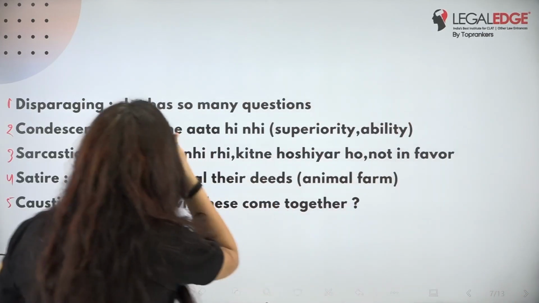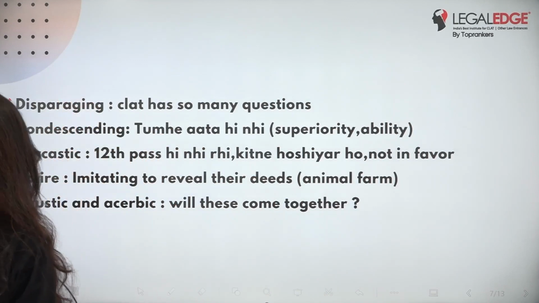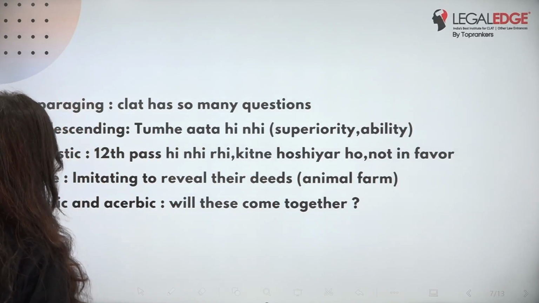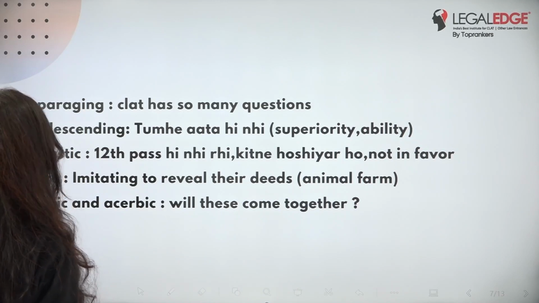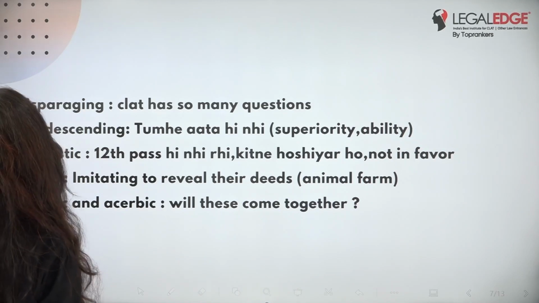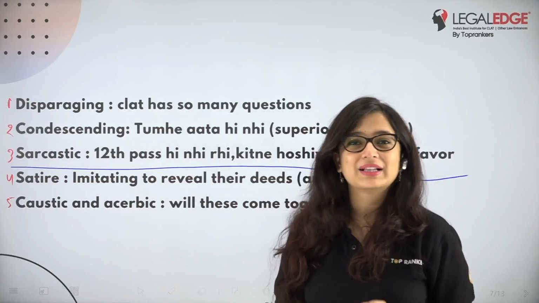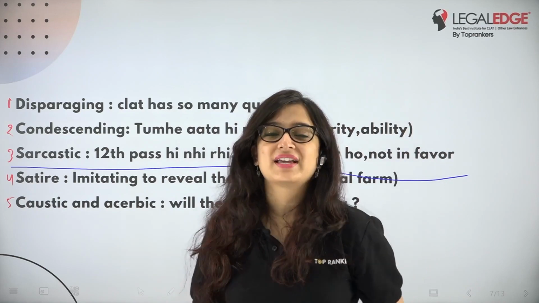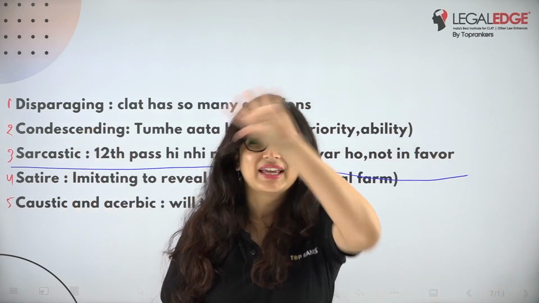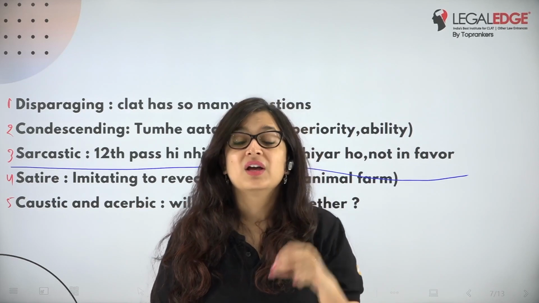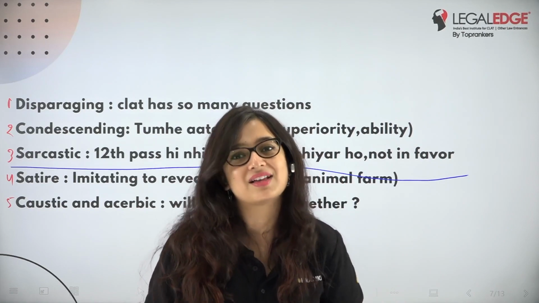The next thing that we are understanding here are these 5 tones. These are disparaging, condescending, sarcastic, satire, caustic, and acerbic. Now, these first three tones we will understand with an example: when you decided to write CLAT, there were three different kinds of people around you and they had three different views altogether. We'll try to understand which person's view can fall in which tone.